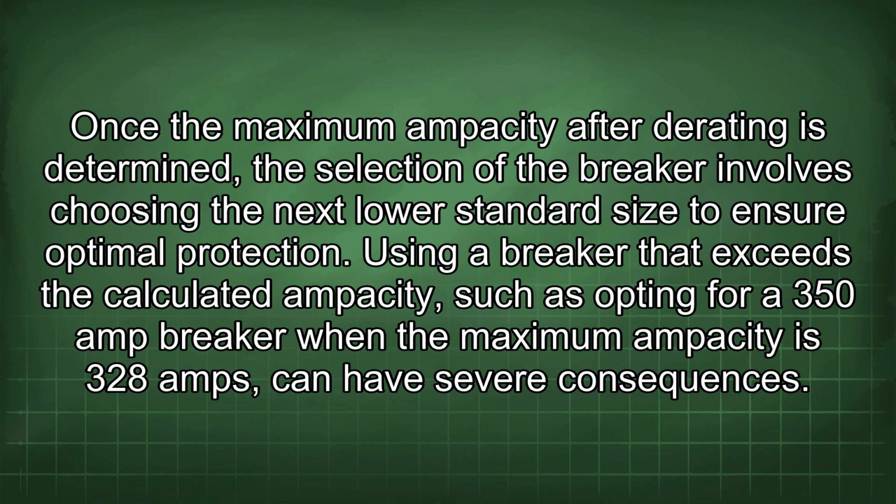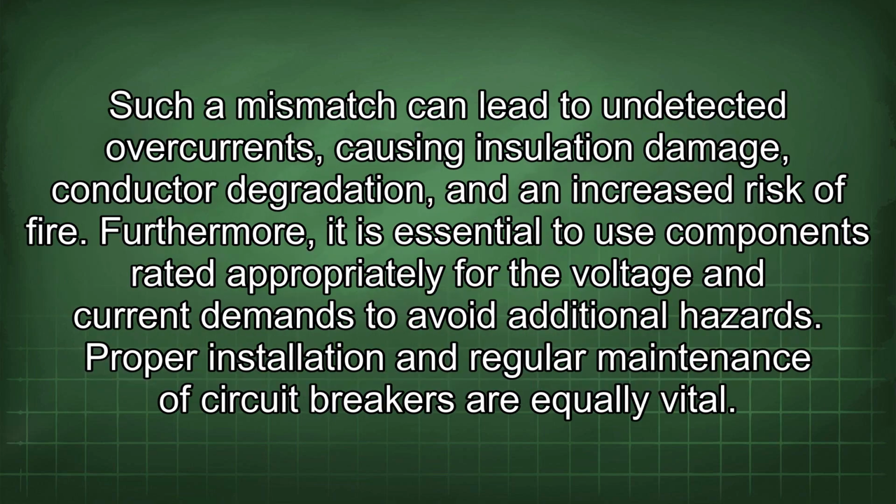Once the maximum ampacity after derating is determined, the selection of the breaker involves choosing the next lowest standard size to ensure optimal protection. Using a breaker that exceeds the calculated ampacity, such as opting for a 350 amp breaker when the maximum ampacity is 328 amps, can have severe consequences. Such a mismatch can lead to undetected overcurrents, causing insulation damage, conductor degradation, and an increased risk of fire.